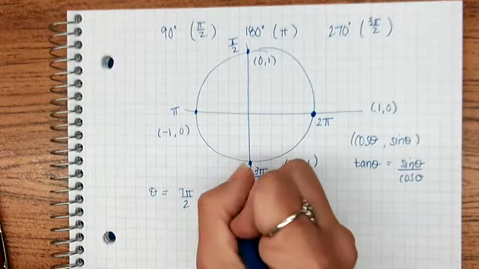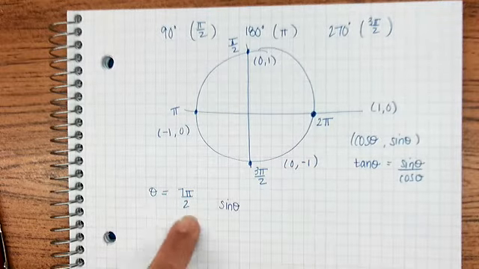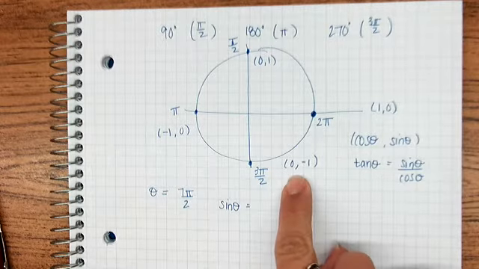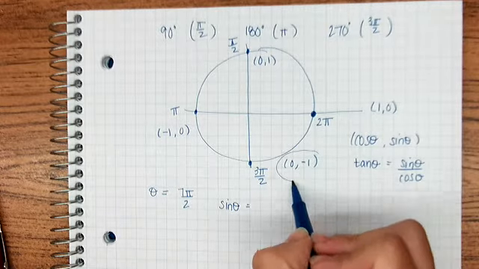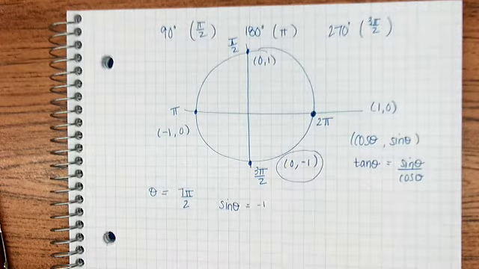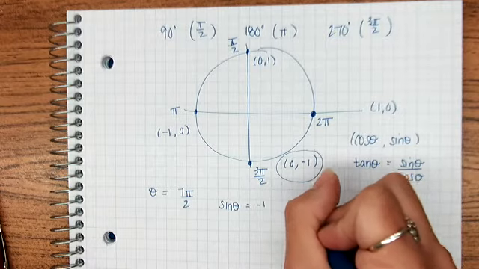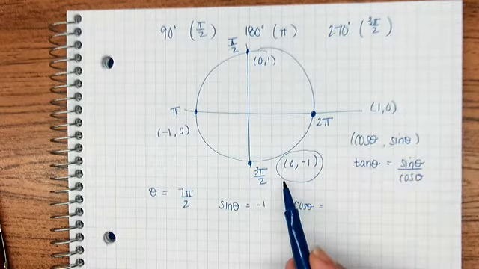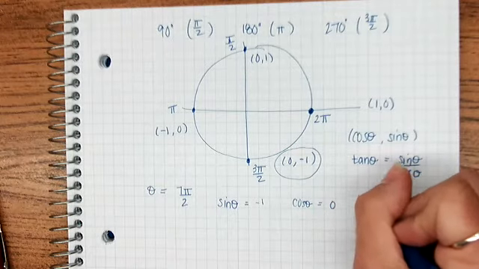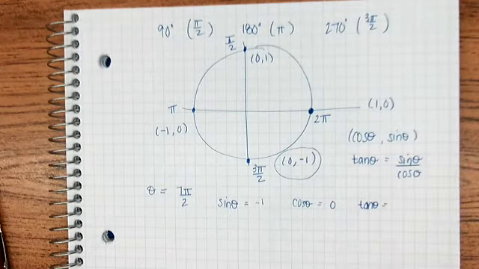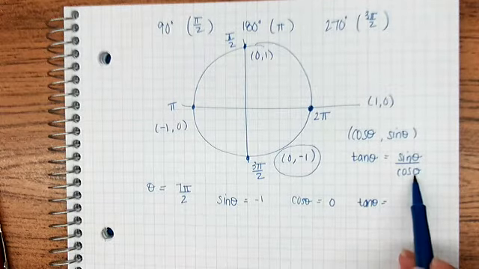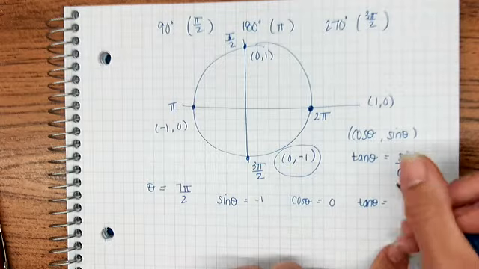So therefore, I can just do sine theta if I'm using theta 7 pi over 2. So the sine of 7 pi over 2, 7 pi over 2 is right here. The sine is y, we get -1. The cosine is x, that's 0. Tangent, sine over cosine, that's going to be -1 over 0, undefined.